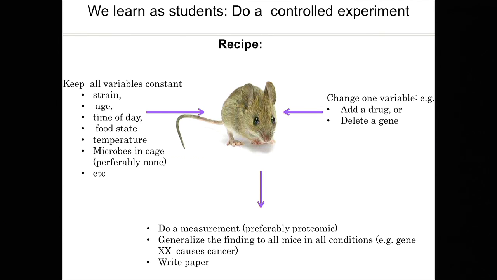So we have, for instance, something very complicated like a mouse, and we keep as many variables as we can constant: the strain, the genotype of this mouse, the time of day, the food state, the temperature, microbes maybe in the cage, maybe we even prefer to have no microbes in the cage. So we try to control as much as possible around this mouse. And then we do one change. Maybe we add a drug, or we delete a gene, or we introduce a mutation, or do some other perturbation.